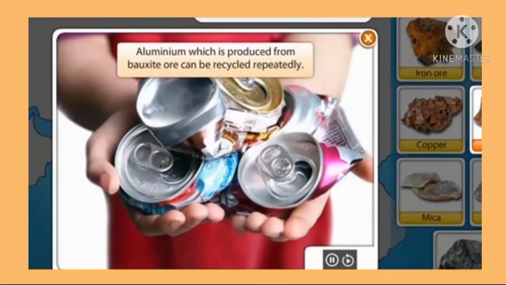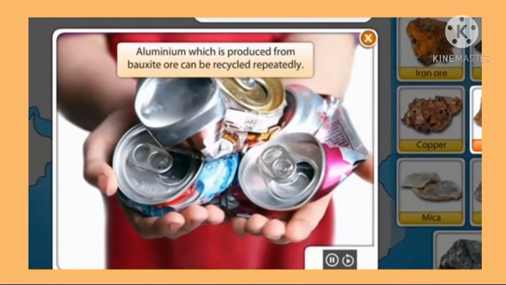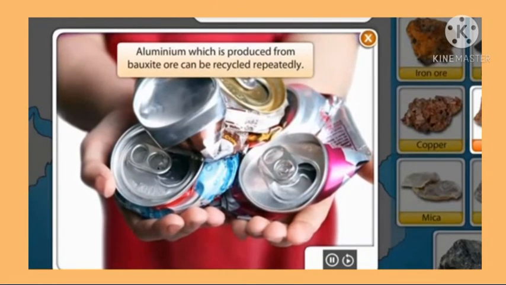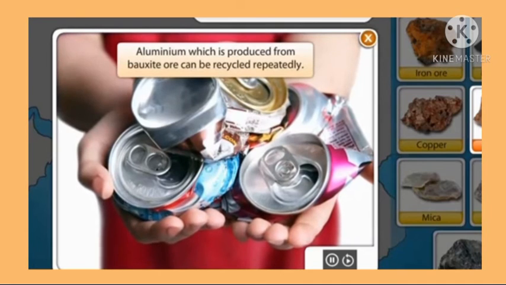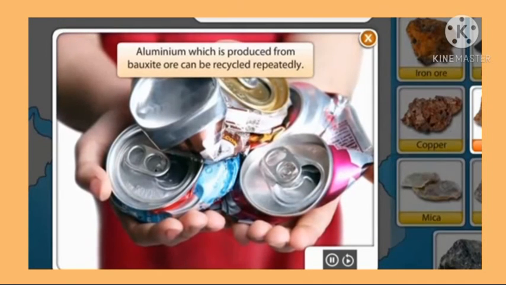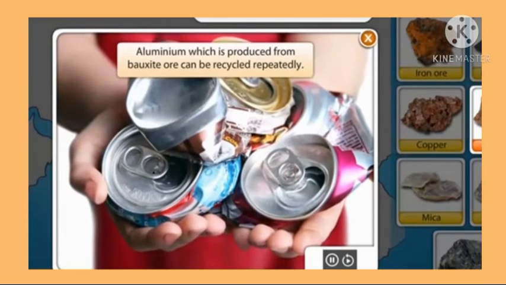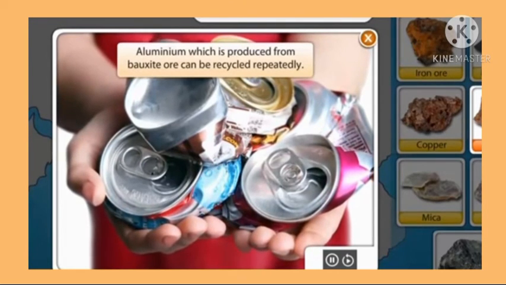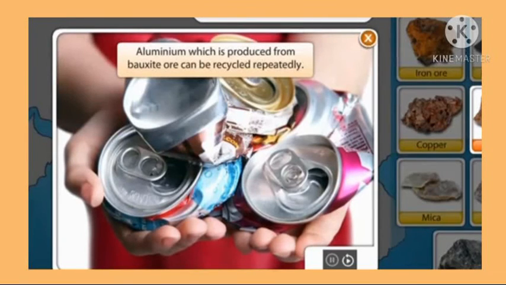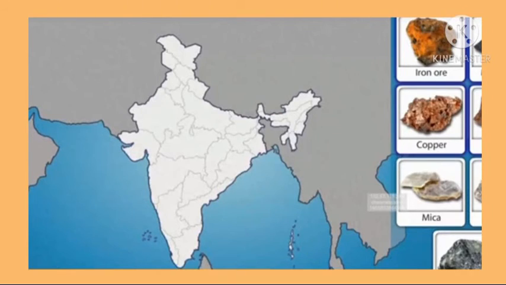The aluminium which is produced from bauxite ore can be recycled over and over. This essentially means that if we recycled all the aluminium available in the world today, we'd never have to mine for more.